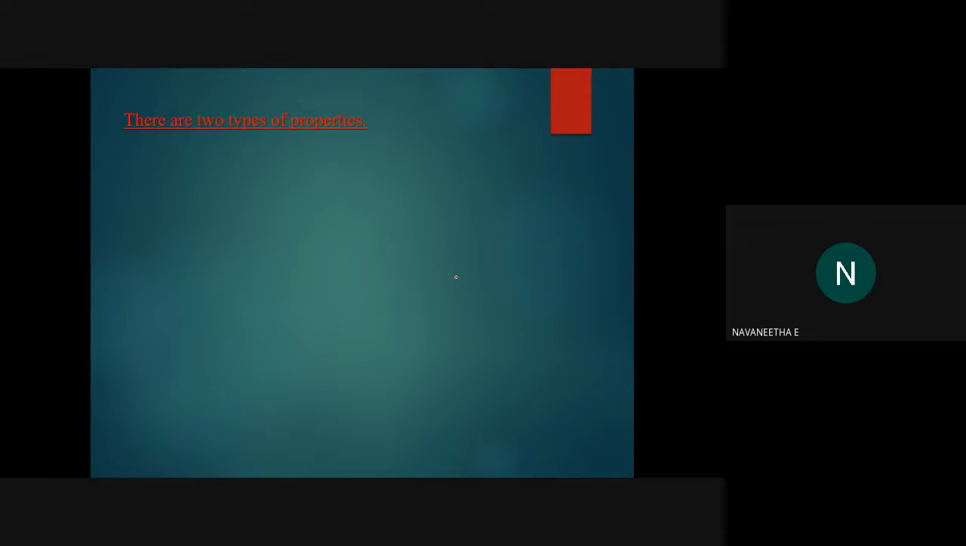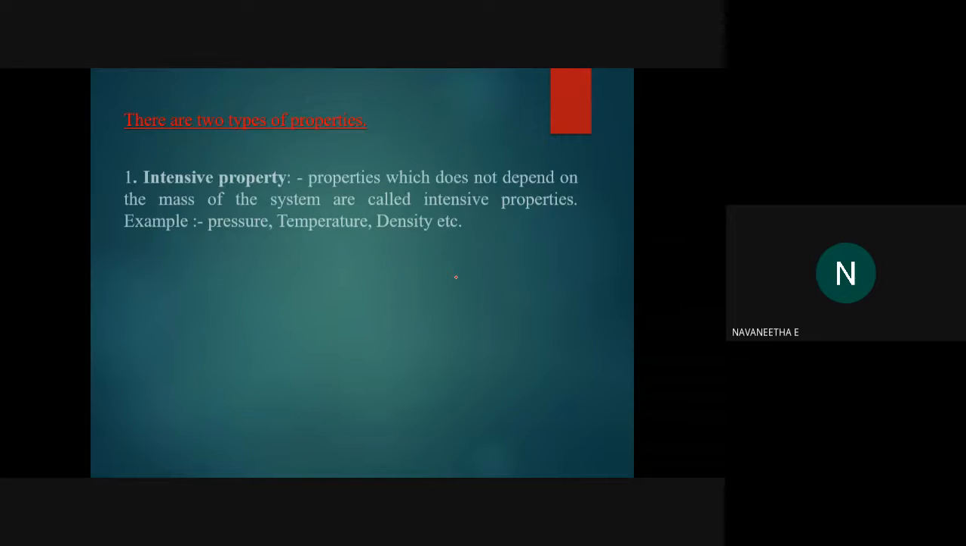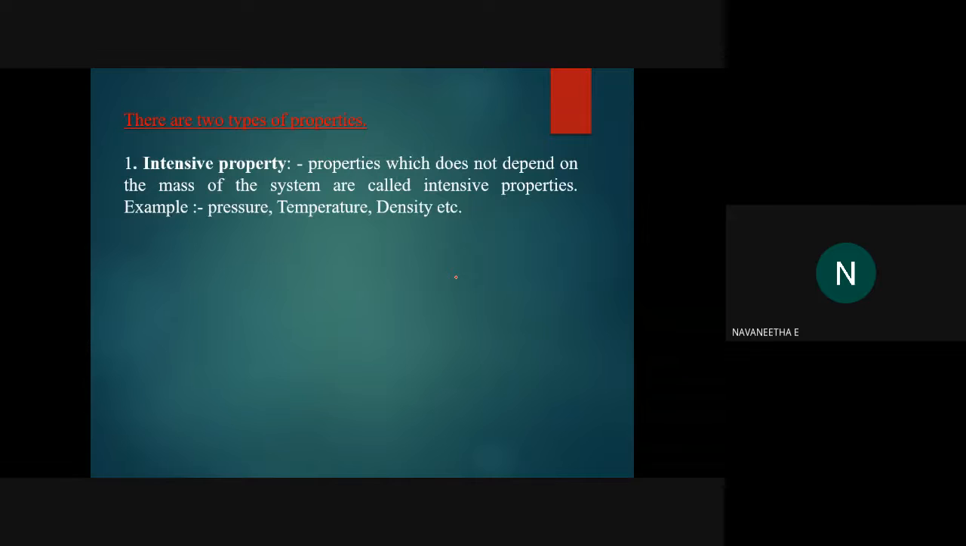Intensive and extensive. Okay, what do you mean by intensive property? The property which is depending upon what? Mass. The property which depends on mass is called extensive property. And the property which does not depend upon the mass is called intensive property.